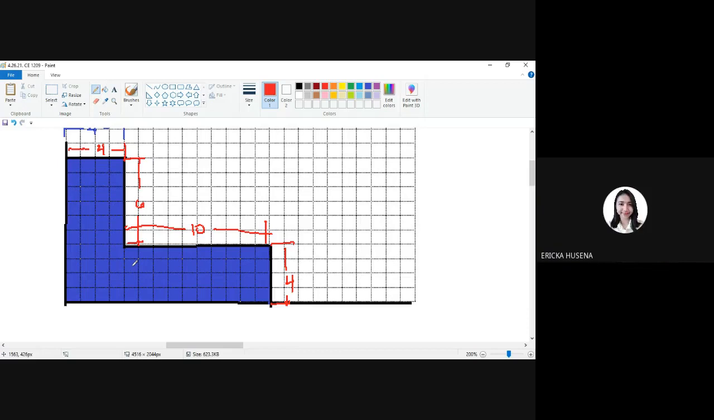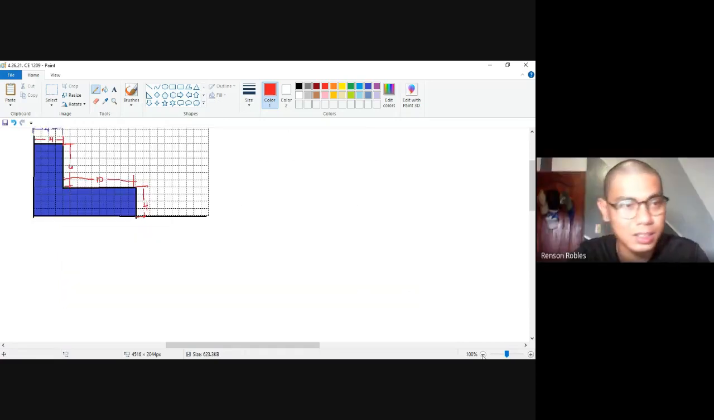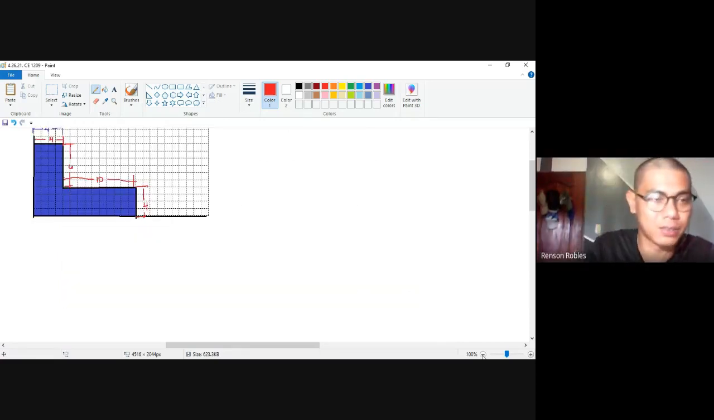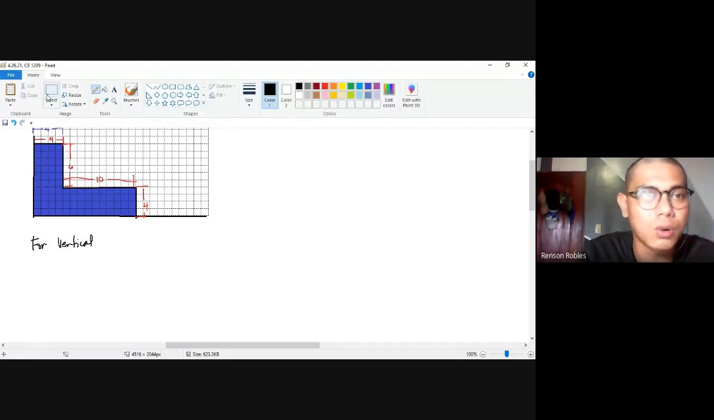2 po. Pag horizontal, pahiga, sir, dalawa din. Okay? So let's do it vertical. For vertical subdivision, ano po ba yung vertical? Pag hinati ko siya ng patayo, this whole, oh by the way, we missed pala here.